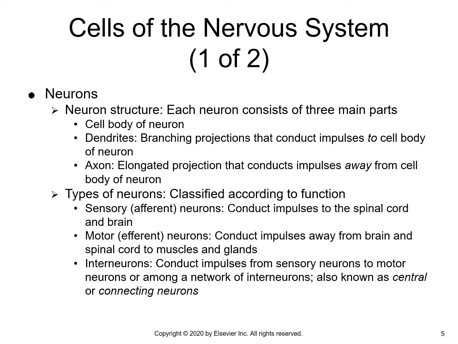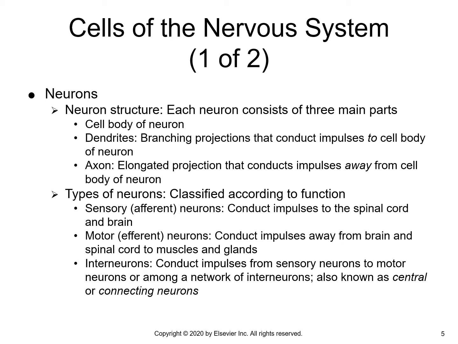Efferent is conducting impulses away from the brain and the spinal cord to the muscles. So if I, like I said, as the example incorrectly for afferent, I want to pick up a cup of coffee, so my brain tells my muscles and my nerves in my hand to go into a gripping motion and pick up that cup of coffee.